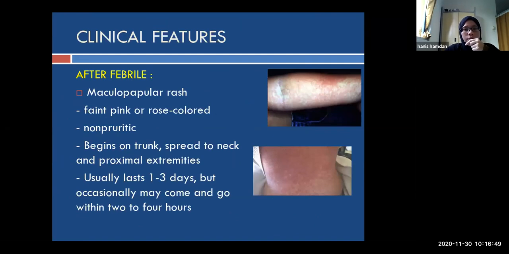After the febrile phase, the patient may have a maculopapular rash. As we can see, the maculopapular rash is a faint pink, rose-colored rash, and it is non-pruritic. The rash usually begins on the trunk, and after that, it will spread to the neck and proximal extremities. The rash usually lasts from 1 to 2 to 3 days, but it occasionally may come and go within 2 to 4 hours.